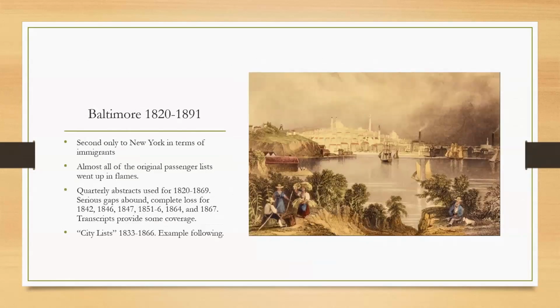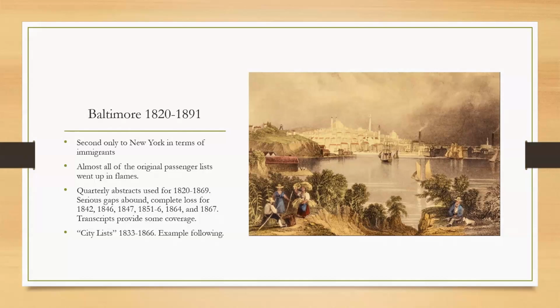Baltimore. Baltimore is second only to New York in terms of the number of immigrants that come through there. However, just like Boston, almost all of the original passenger lists went up in flames in a warehouse in the late 19th century. That being said, fortunately, we still have some of those other records I mentioned earlier that can help bridge these gaps. Quarterly abstracts are used from about 1820 to 1869. That being said, serious gaps do abound. We have a complete loss for 1842, 1846, 1847, 1851 through 1856, 1864, and 1867.